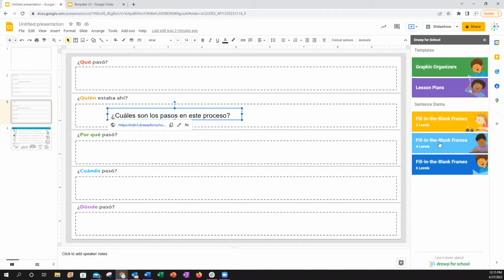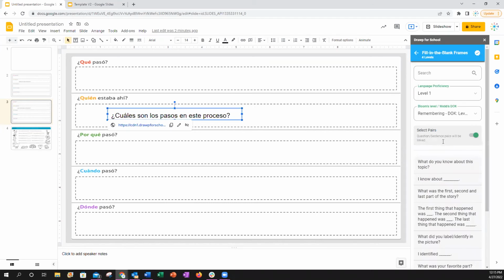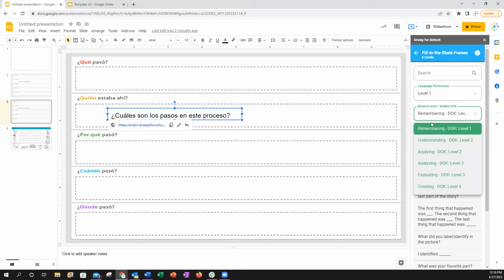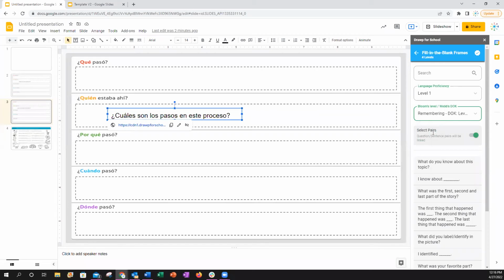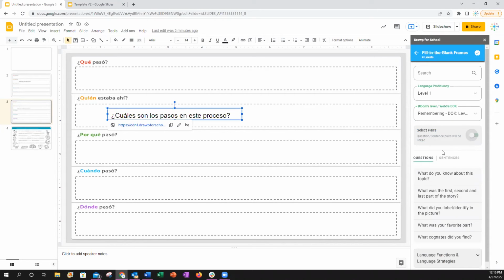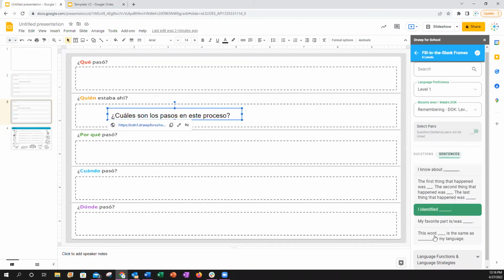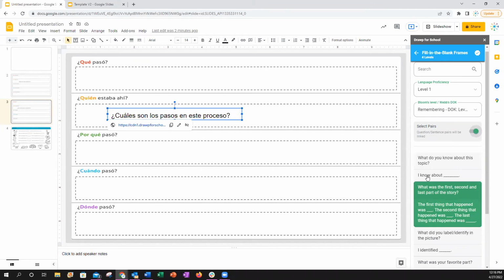The only other difference in the four level tool and six level tool is that they are not in English and Spanish. And they have the four level here for the Texas tool. And then they have the same levels of Bloom's taxonomy and Webb's depth of knowledge. And you can have it to where it selects the pairs. So what do you know about this topic? I know about blank. Or you can uncheck that, and then you have all the questions by themselves, and then you have all the sentences by themselves. So you can choose to see the pairs or see them individually.